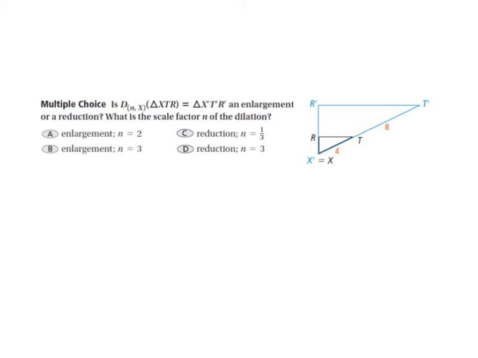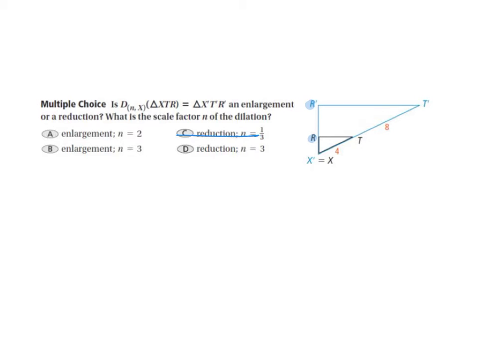All right, so let's look at this first one. Multiple choice, we're starting easy. Is D NX for triangle XTR an enlargement or a reduction? Okay, so a couple things. We did talk about we're going to go from black to blue. If you forgot that, look at the letters. The black letters have no prime marks. The R have prime marks. So again, that's another sign we're going from black to blue. So we're getting bigger.